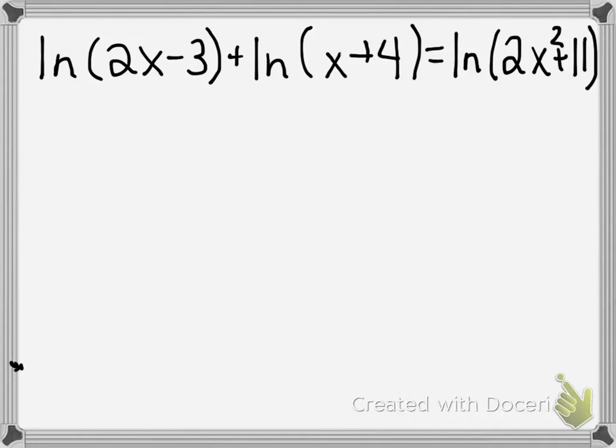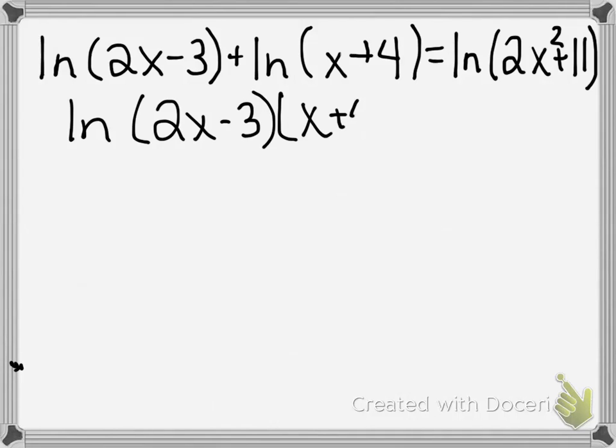Okay, this one is very similar to what we just looked at before, except we have natural logs instead of logs. So all this is log base e, and you want to use your properties first to condense. So we'll get ln of 2x minus 3 times x plus 4 equals ln of 2x squared plus 11.